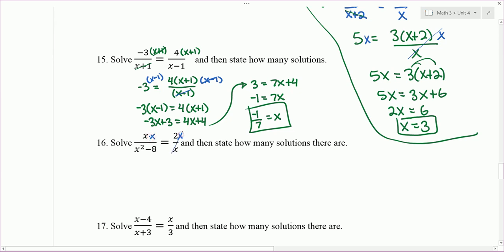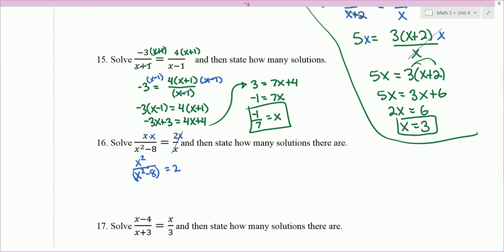That allows me to cancel out the x's on the right hand side, and I get x squared over x squared minus 8 equals 2. Can I cancel out the x squareds? Your answer should be no, because the x squared in the denominator is connected with that negative 8. The only way to disconnect that is to factor an x squared out, and you can't factor an x squared out because the 8 doesn't contain one. So no, we cannot cancel out the x squareds.